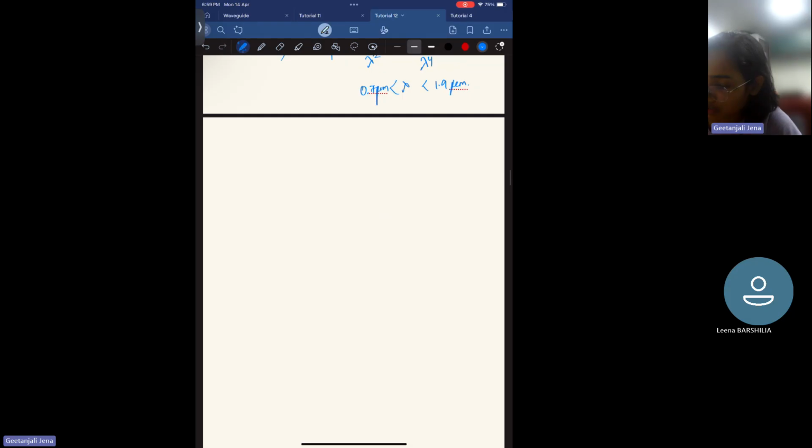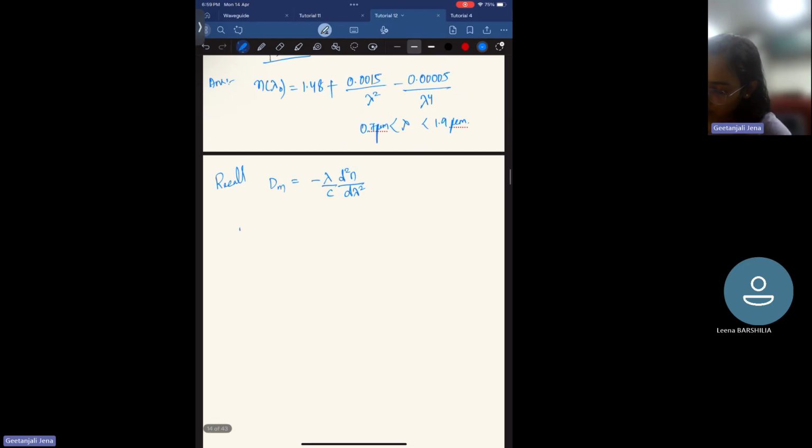For material dispersion, recall Dm is given by minus lambda by c d square n over d lambda square. So it is related to the second order derivative of n with respect to lambda. So n of lambda is given. You can easily find out the value of dn over d lambda.